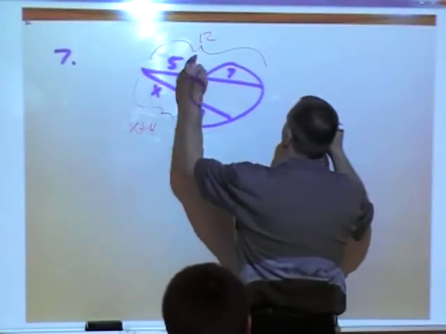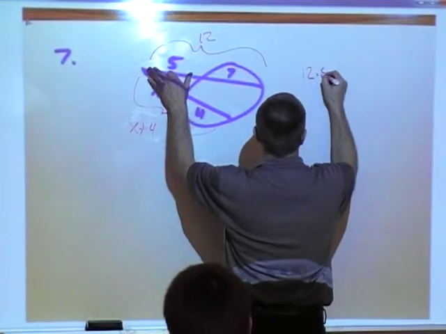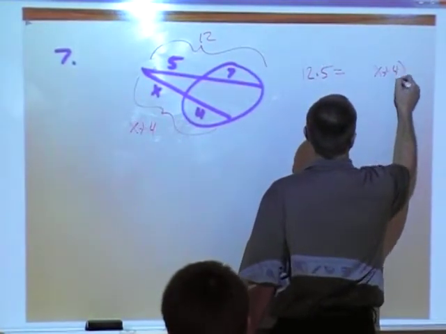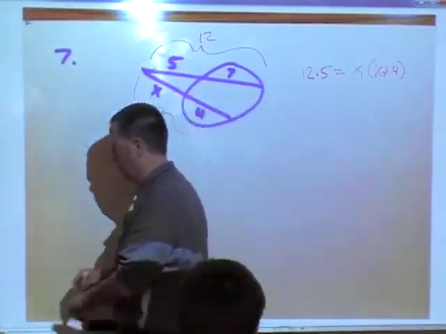So you're going to have 5 times the whole secant, 12, equal to the whole secant, X plus 4, times the outside segment. Everybody calculate that and figure it out.